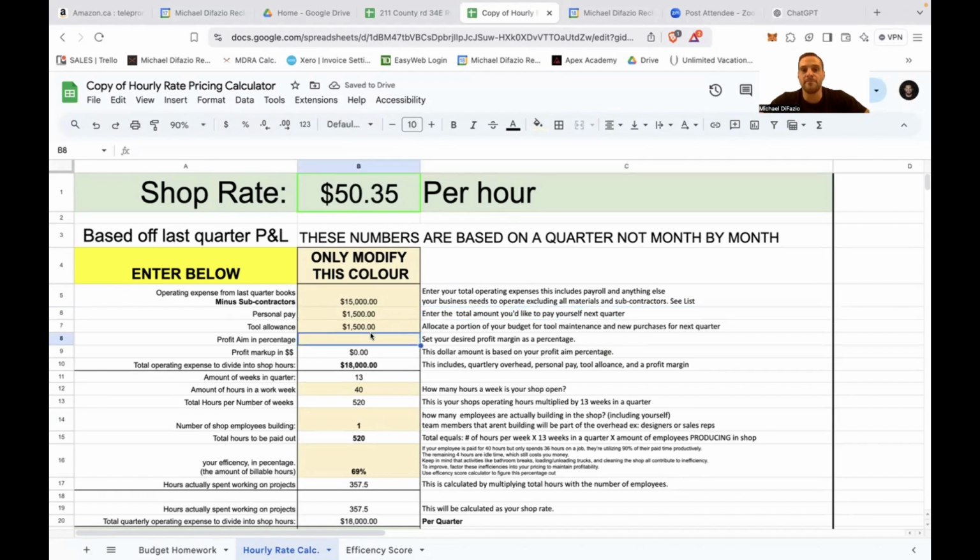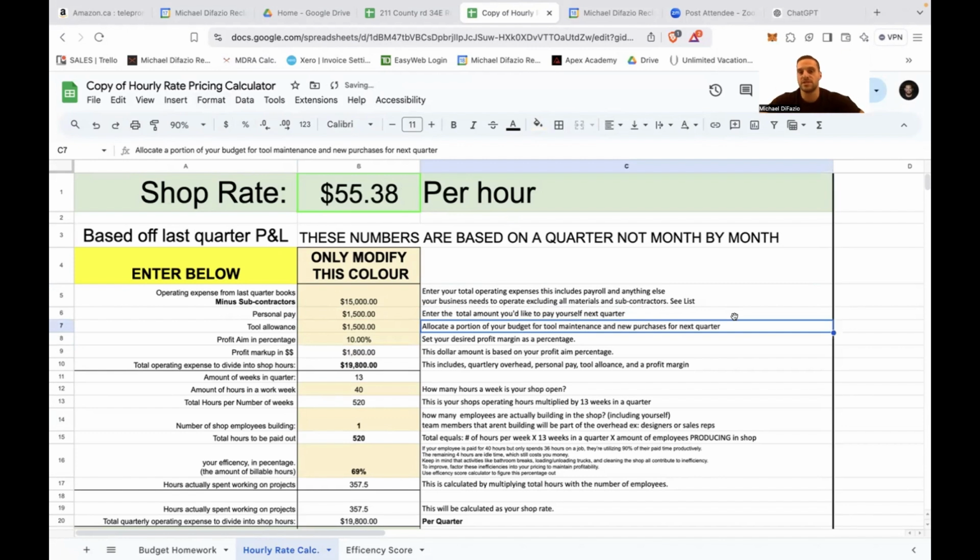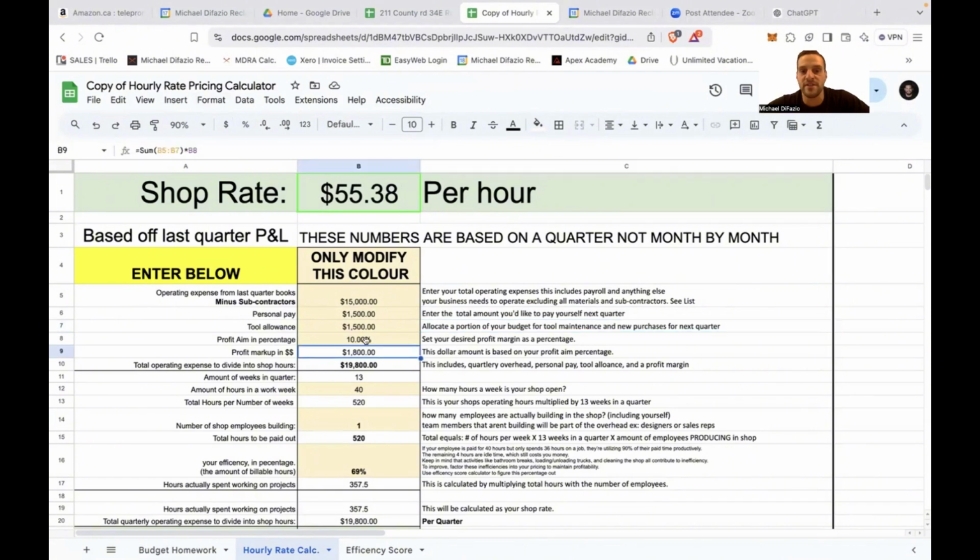And then your profit aim percentage. This has to be a percentage number. So if you're aiming for 10% profit margin, that will spit out a number here, okay? So if we're aiming for a 10% profit margin, that means that after all of this, we're gonna add $1,800 to the total operating expense to divide into hours.